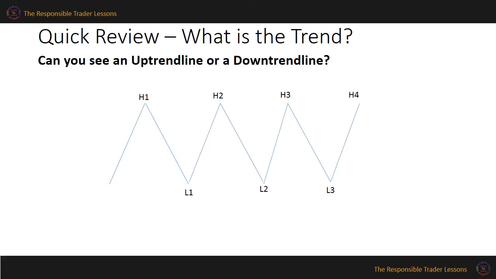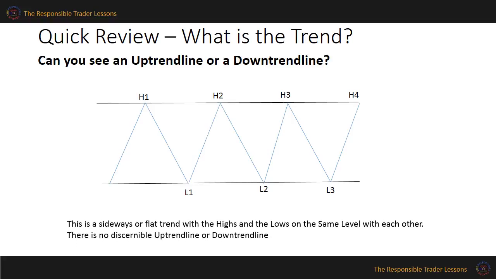Last one, what is the trend? Can you see an uptrend line or a downtrend line? If you answered that the trend is sideways or flat, you're correct. And we draw parallel lines H1 to H4 and L1 to L3. A sideways trend has no discernible uptrend line or downtrend line.